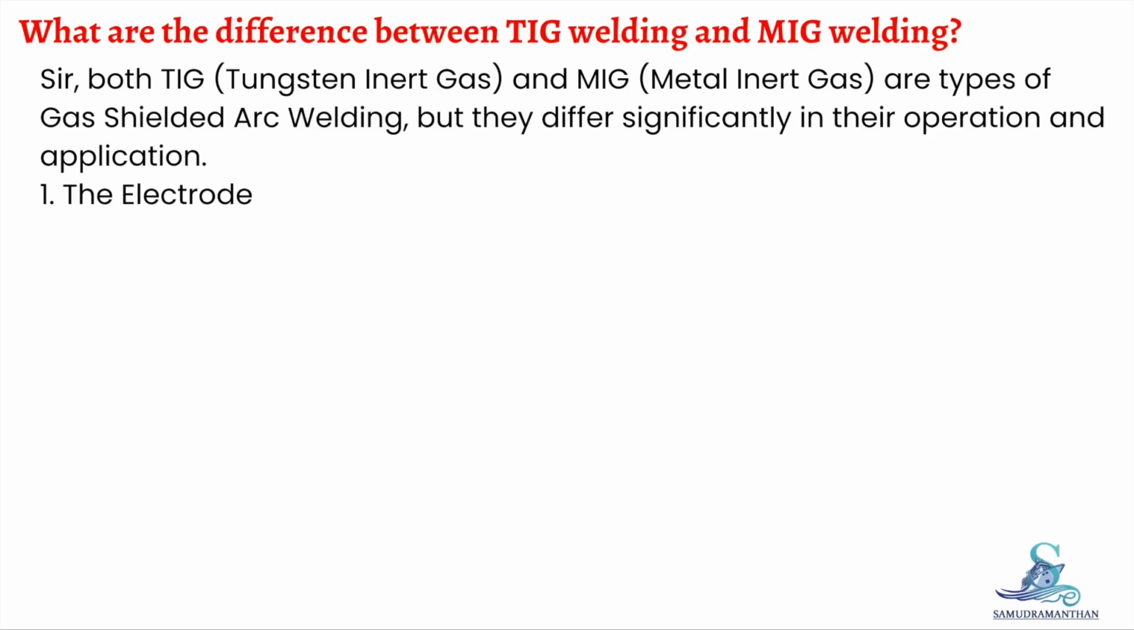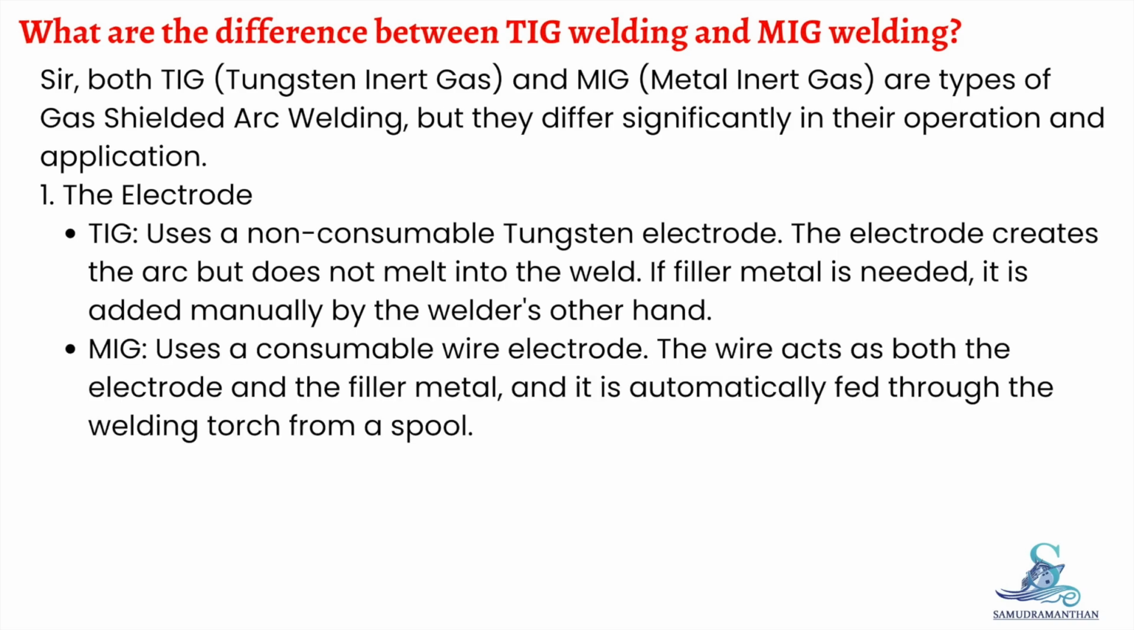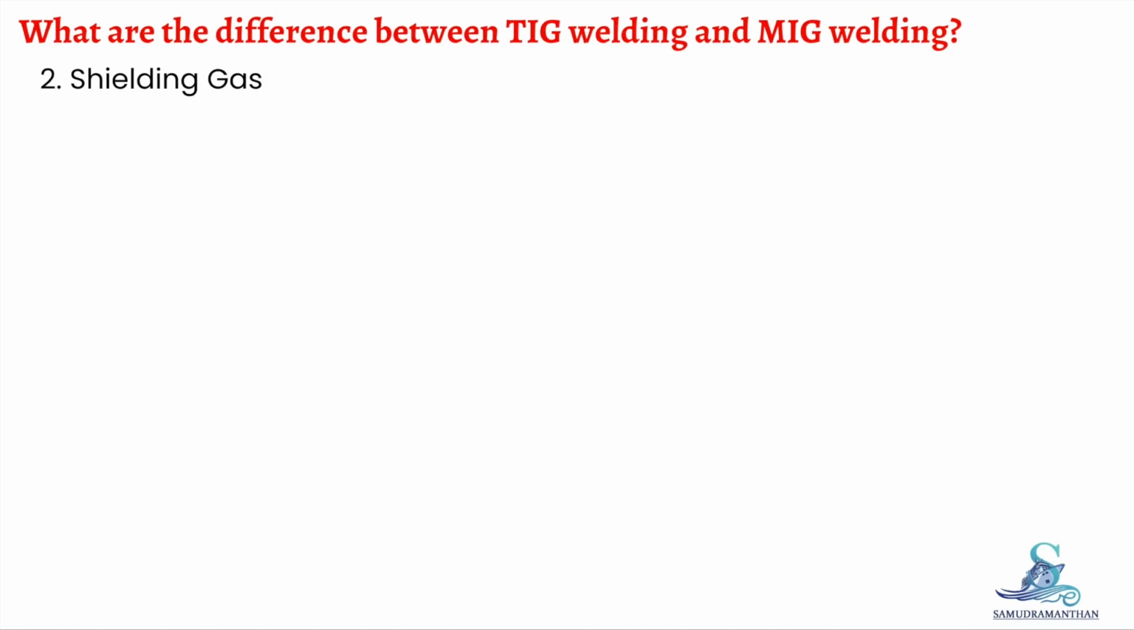The electrode. TIG uses a non-consumable tungsten electrode. The electrode creates the arc, but does not melt into the weld. If filler metal is needed, it is added manually by the welder's other hand. MIG uses a consumable wire electrode. The wire acts as both the electrode and the filler metal, and it is automatically fed through the welding torch from a spool.